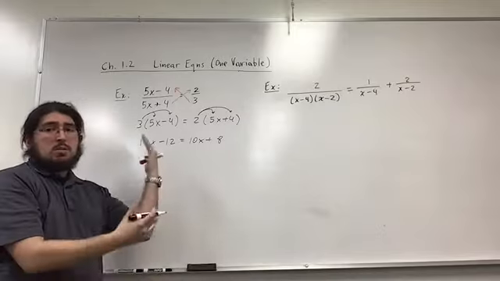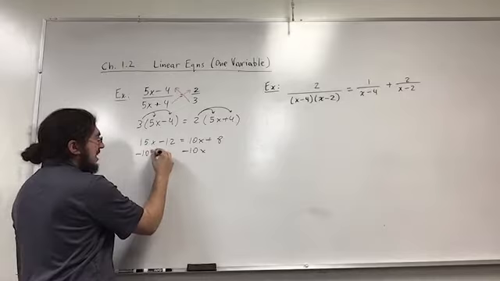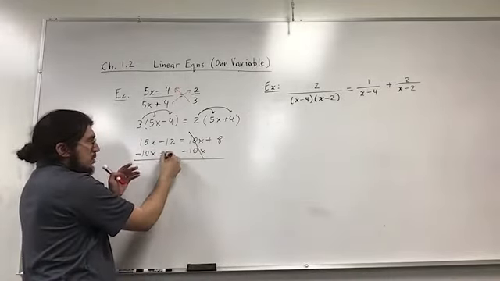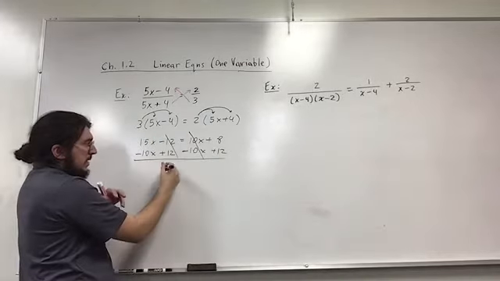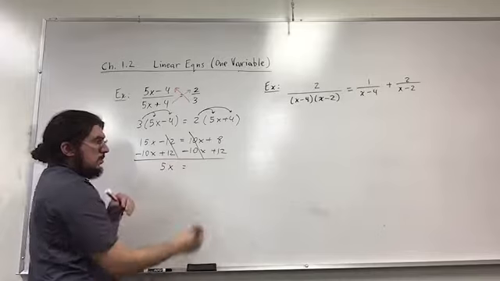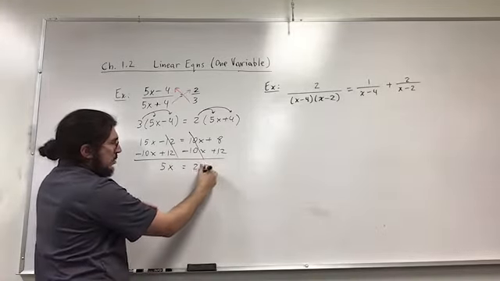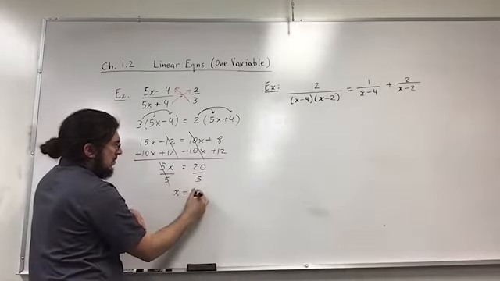We can move all x's to one side, all non-x's to the other. We subtract 10x. And then using the negative space, we can add 12 to the right. Let's see, 15 minus 10 is going to be 5x on the left. And then on the right, we will get 20. Divide by 5, x is equal to 4.